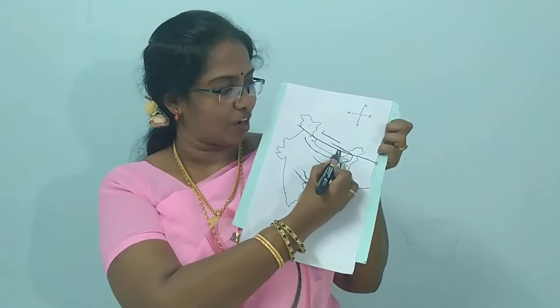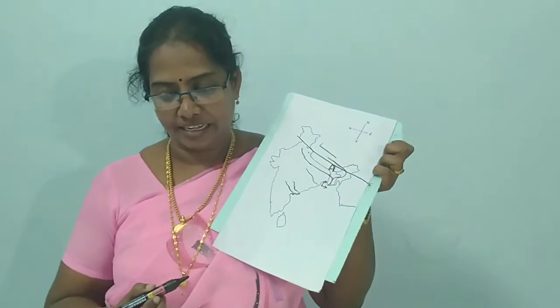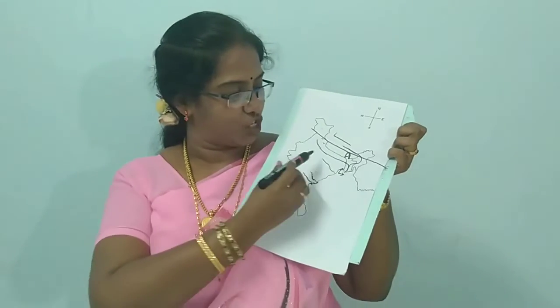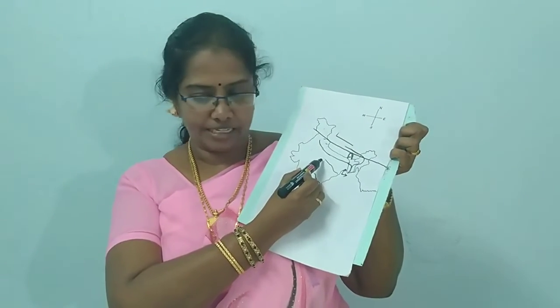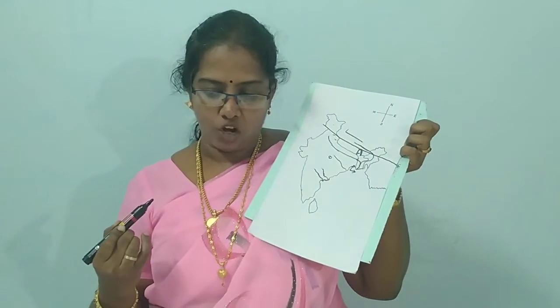One U-shaped bend is there now. That is the Sikkim area. Here only Kanchenjunga is there. Amarkantak, where is it located? Yes, Amarkantak is in Madhya Pradesh. So these are the locations.